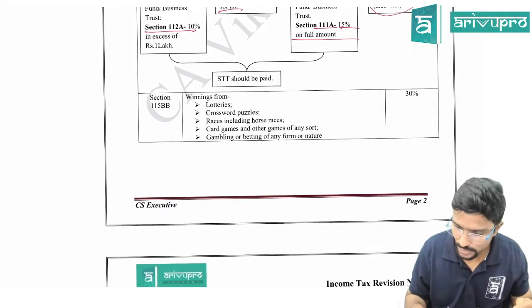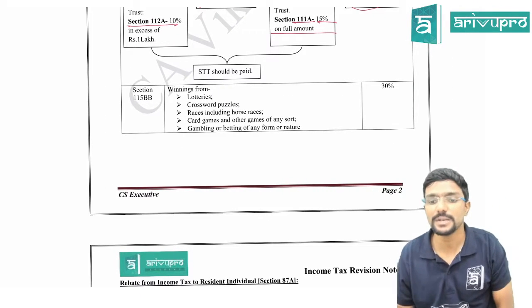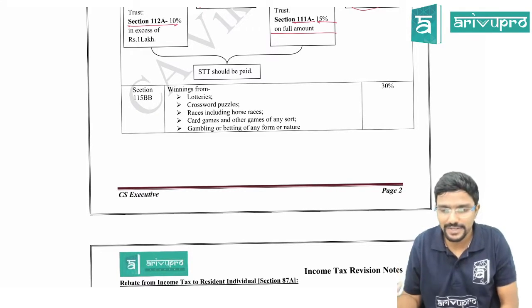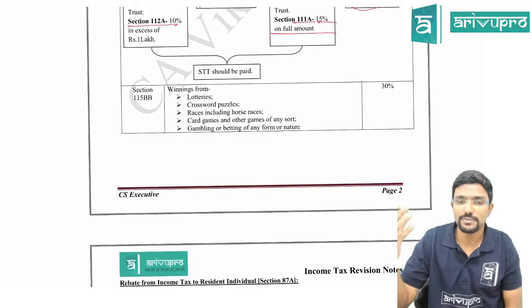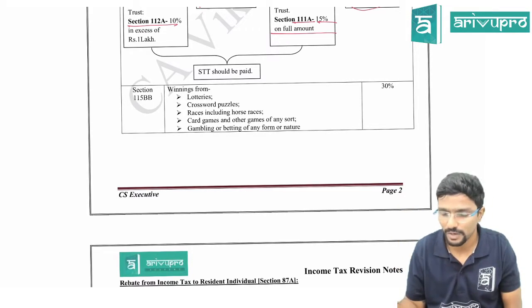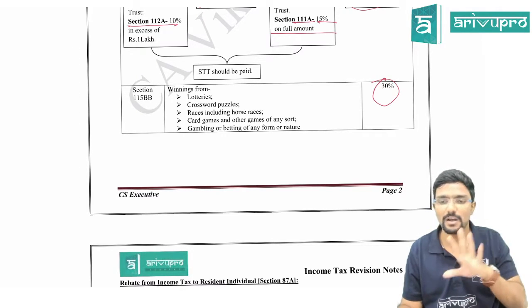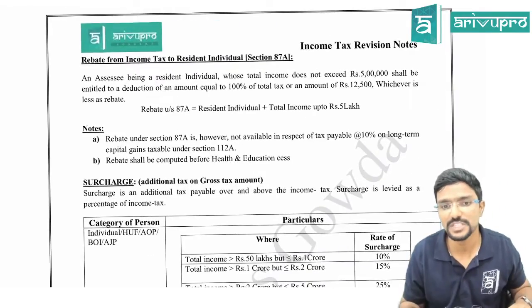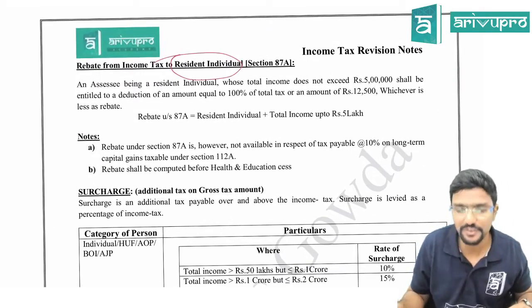Clear? Then there is one more section called section 115BB, which talks about casual income. So casually I am earning something from winnings from lotteries, crossword puzzles, races, card games, gambling, betting and all. It is taxed at 30%, irrespective of whether it is legal or illegal. Next, there is a concept called rebate, which is applicable only for resident individual.